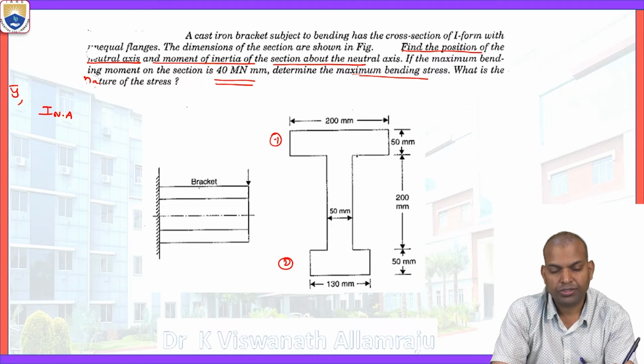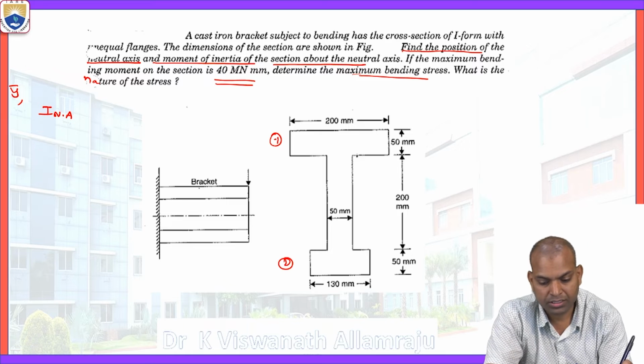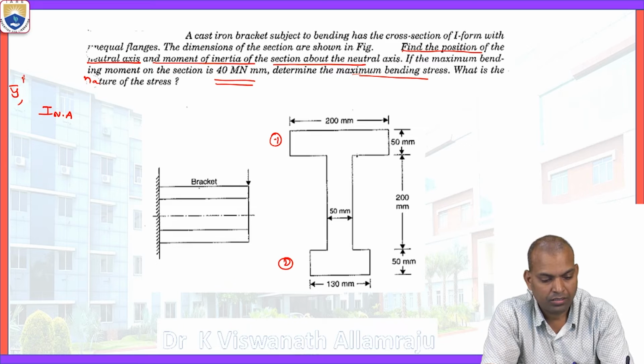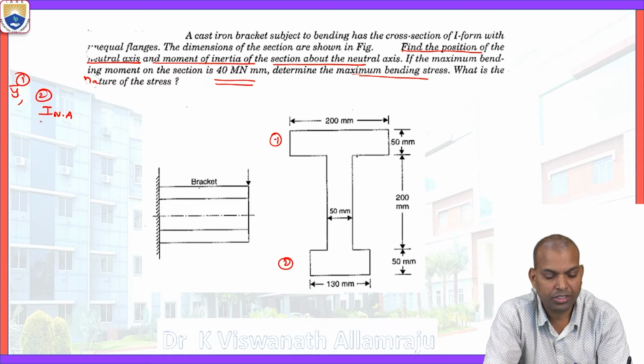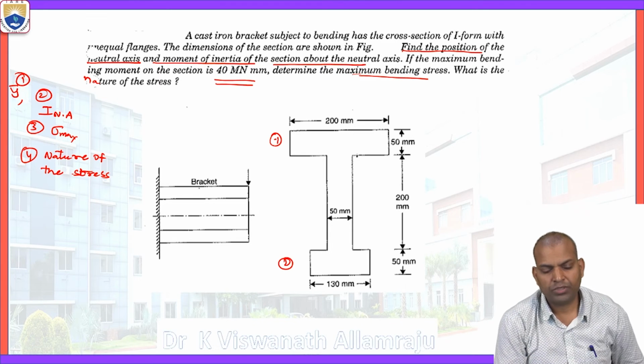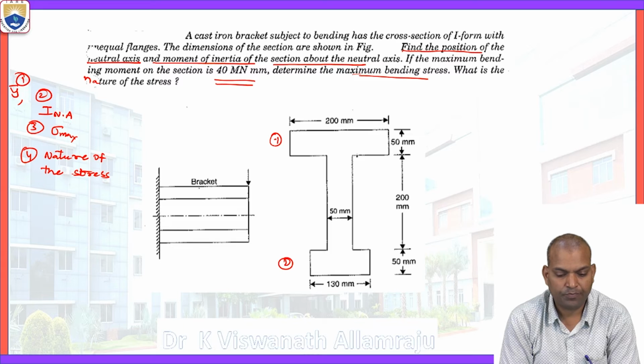So how many objectives do we have to find out here? First, the position of the neutral axis. Second, the moment of inertia about the neutral axis. The third one is the bending stress. And the fourth one is the nature of the stress. These are the four objectives we have to calculate in this problem.